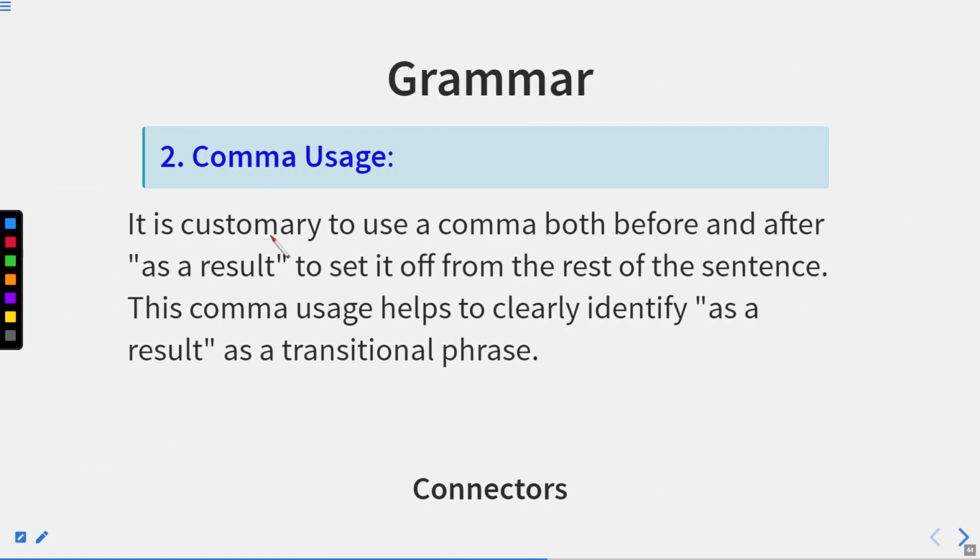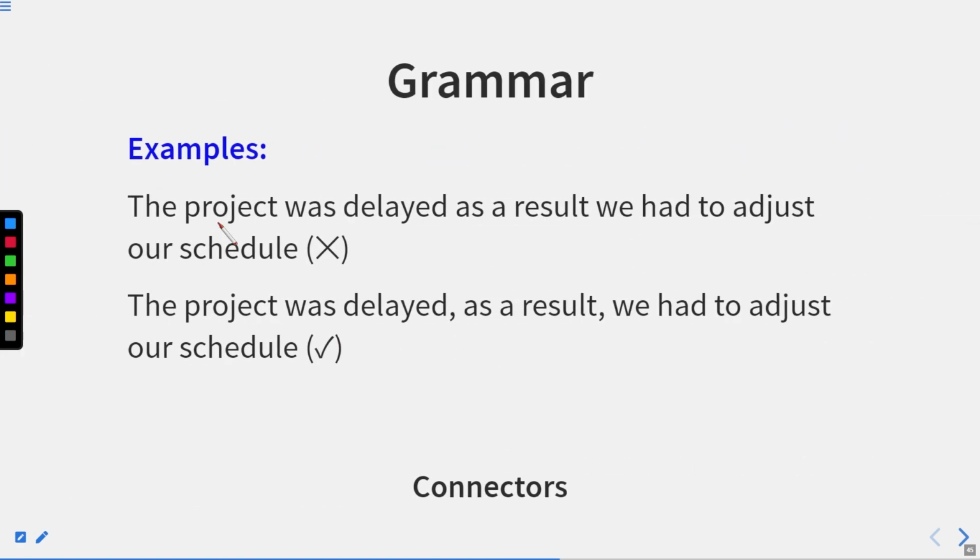Now, comma usage. It is customary to use a comma both before and after as a result, to set it off, which means separate it from the rest of the sentence. This comma usage helps to clearly identify as a result as a transitional phrase. Examples: the project was delayed. As a result, we had to adjust our schedule. So here in this sentence, we have not used any comma, so this sentence is incorrect, whereas the correct sentence will be: the project was delayed, comma, as a result, comma, we had to adjust our schedule.